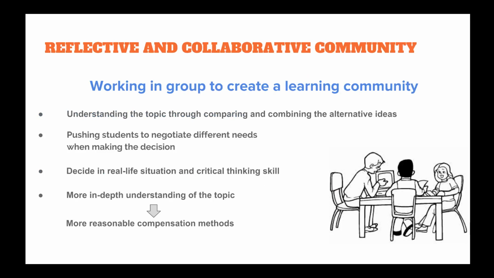First, students first work in a group representing one stakeholder, then work in a group consisting of 6 stakeholders, which lets them learn for understanding the topic through comparing and combining the alternative ideas. Second, the purpose of picking one student from each stakeholder group to form a new one is to push students to negotiate and compromise on different needs.